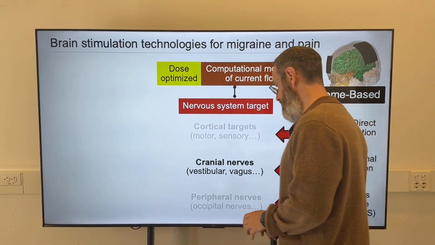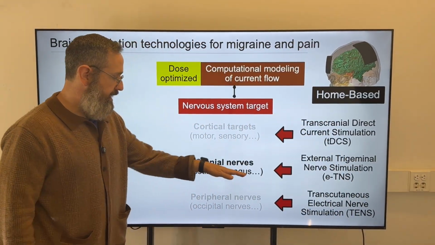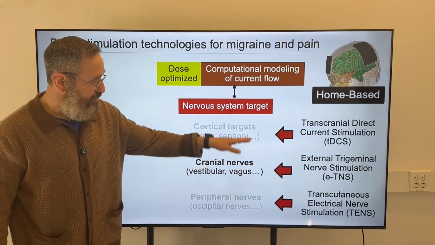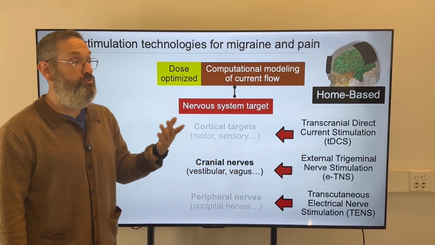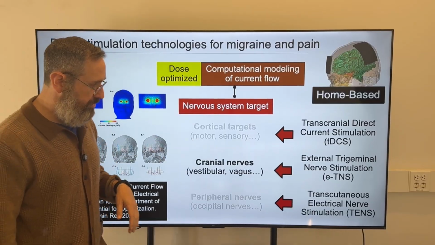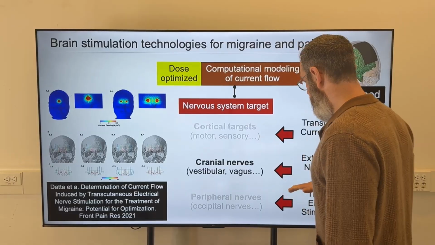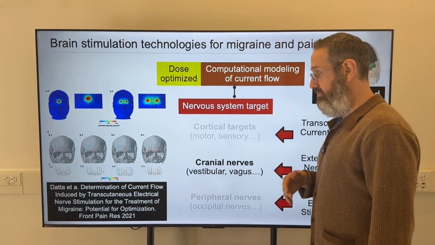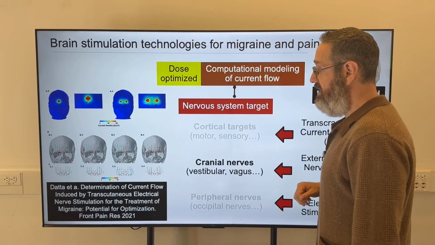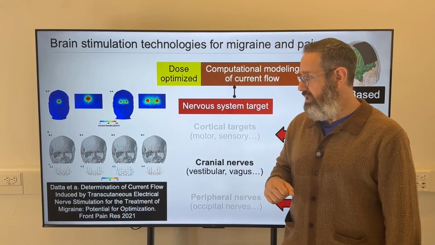And so we have here, again, the example of cranial nerve stimulation. And I gave an example of how we can use computational models with dose optimization, thinking about the auricular branch of the vagus nerve. Some colleagues of mine specifically looked also at e-TNS. And so here you can see just a snapshot of results from that publication.